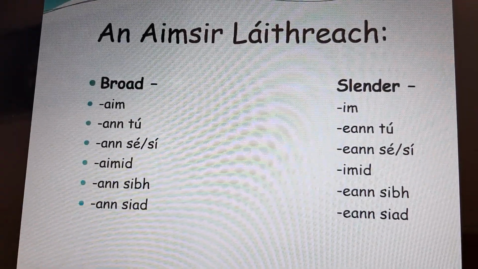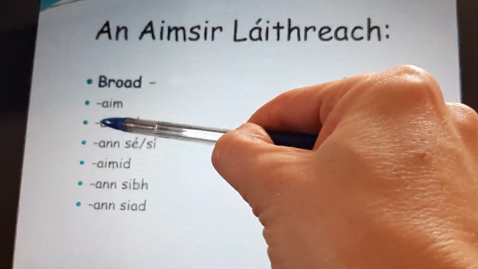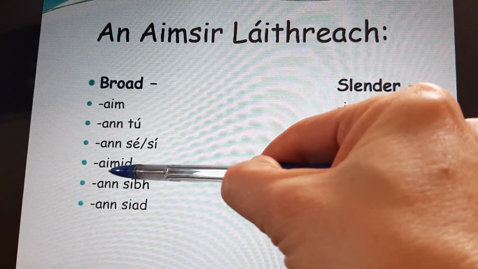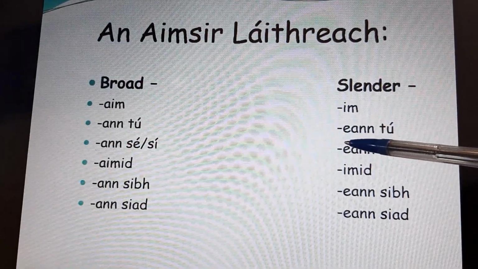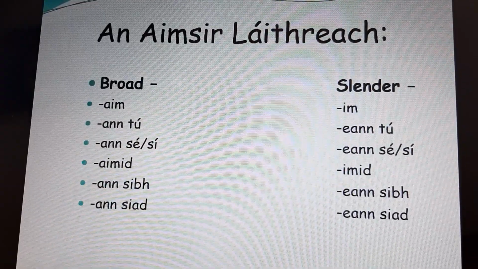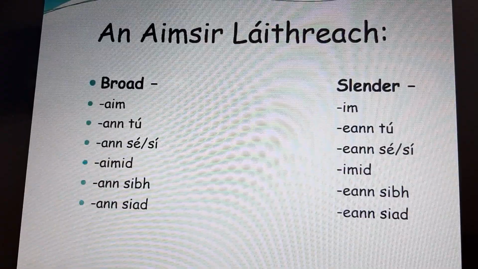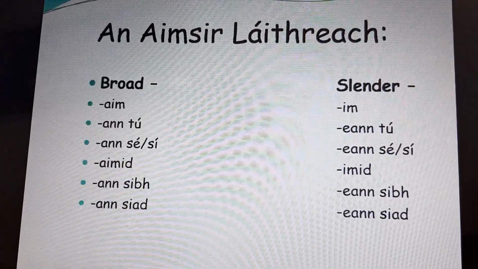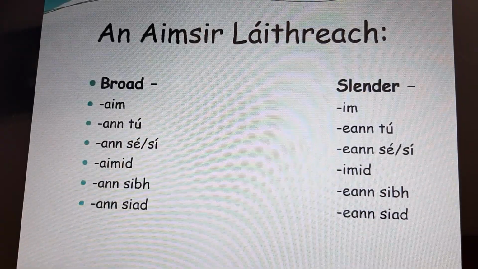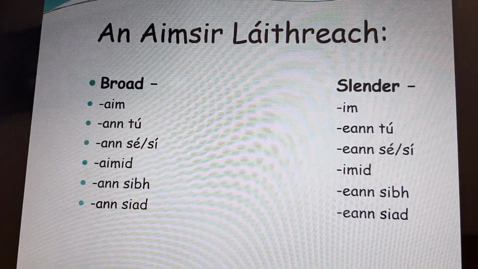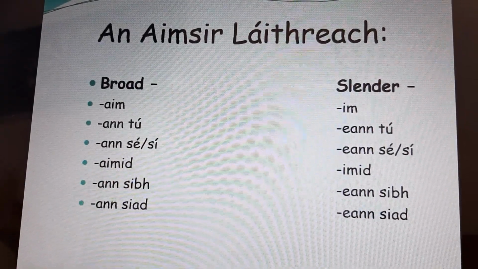Now, while it's the last vowel in the verb that decides if it's broad or slender, it's the first vowel in the ending that makes the ending broad or slender. Do you see that? I and E, and so on. Right? So basically, the last vowel in the verb has to match the first vowel in the ending. If the last vowel in the verb is broad, the first vowel in the ending should be broad. If the last vowel in the verb is slender, the first vowel in the ending needs to be slender. So we need to make sure we're choosing from the right list according to the person doing the action.